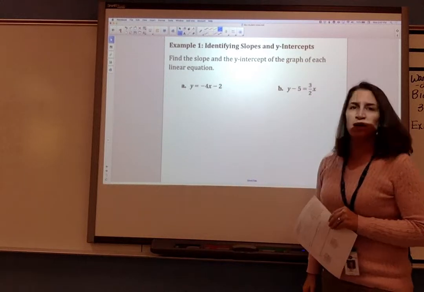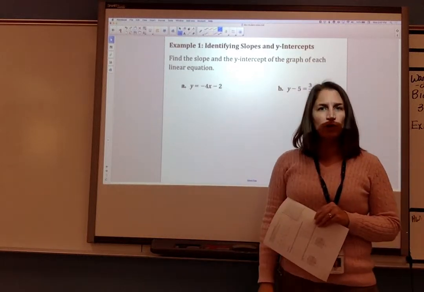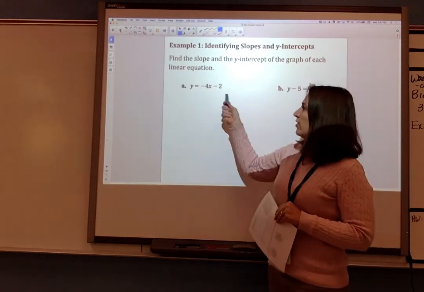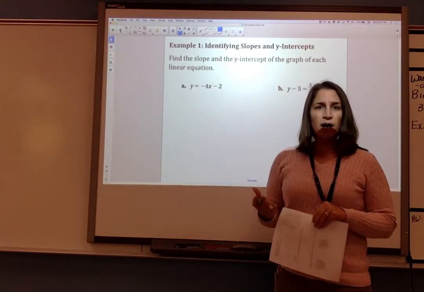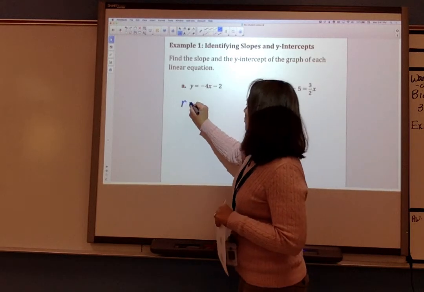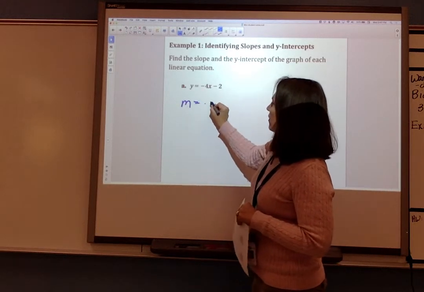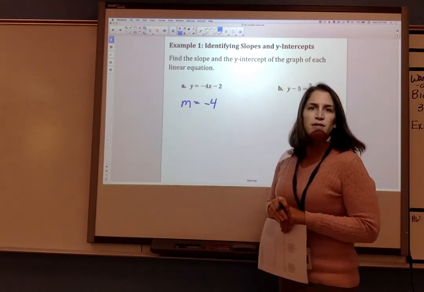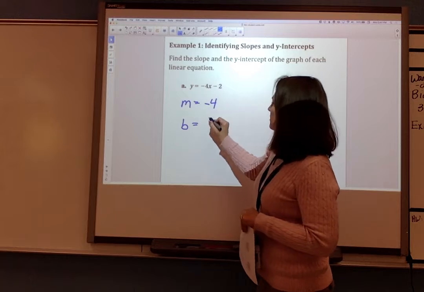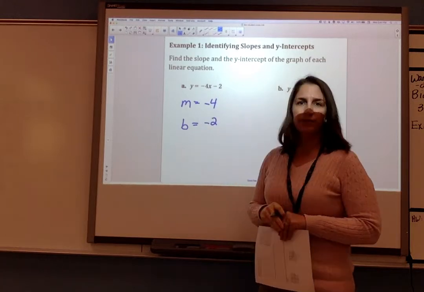So let's look at an example where we need to find the slope and the y-intercept from the equation. We can look at the first example. This is written in y equals mx plus b format. So we can easily find the slope, which is -4. That's the coefficient in front of the x. And b, the y-intercept, is -2.